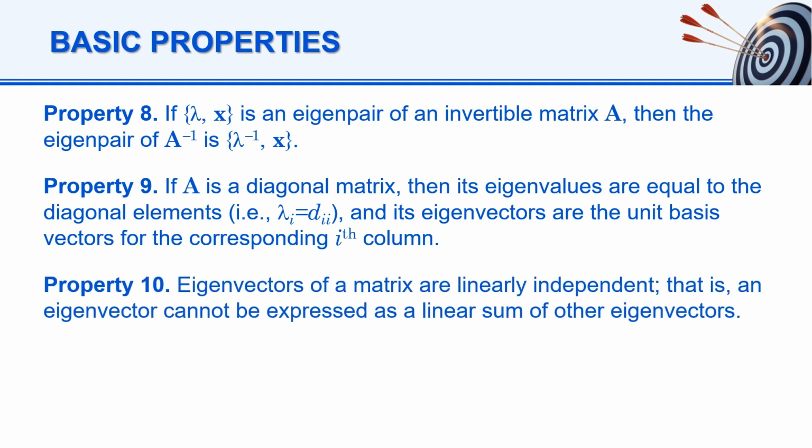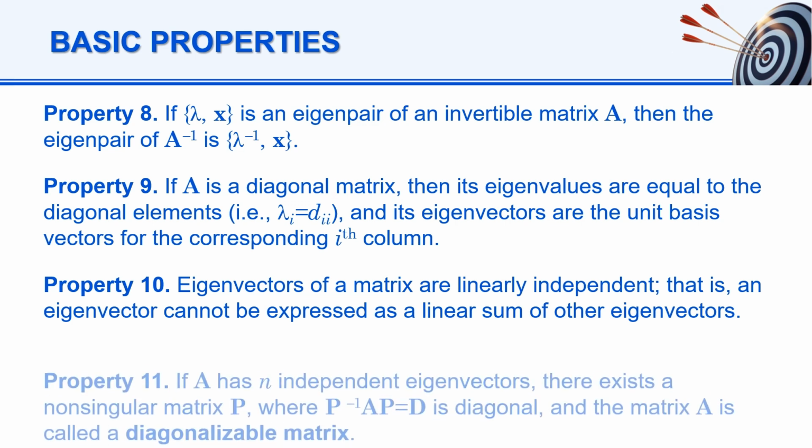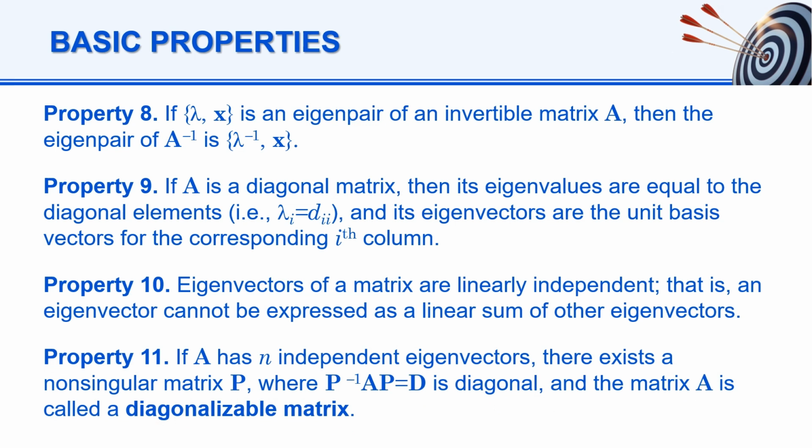Property 10. Eigenvectors of a matrix are linearly independent. That is, an eigenvector cannot be expressed as a linear sum of other eigenvectors. Property 11. If A has n independent eigenvectors, there exists a non-singular matrix P, where P inverse times A times P equals D, which is diagonal, and the matrix A is called a diagonalizable matrix.